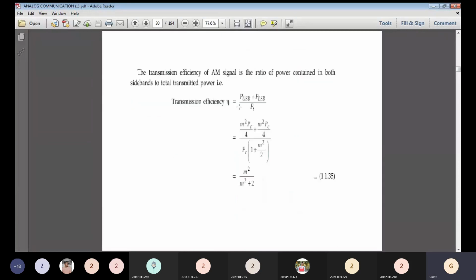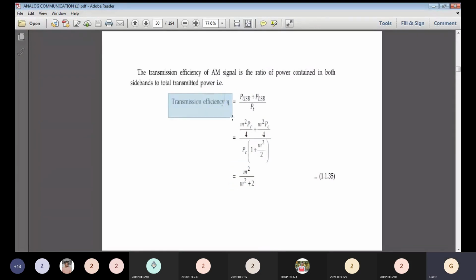So the efficiency is equal to, out of the total power, which is put in the denominator, how much is utilized effectively? Effectively means the 2 important components, the LSB component and USB component. Substituting the power values, m square Pc by 4 plus m square Pc by 4, divided by total power, which is Pc into 1 plus m square by 2. After solving this equation, the efficiency is equal to m square divided by m square plus 2. This is the efficiency formula.